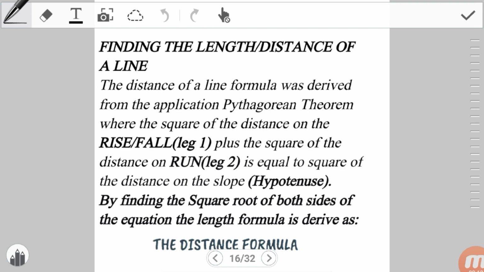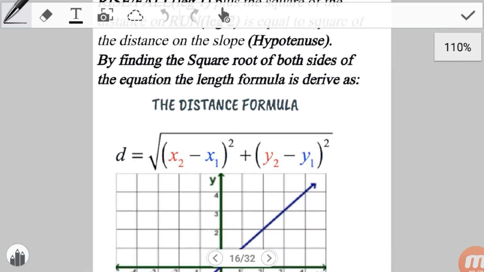Of course, that also is a video that I've done on my channel. Check the link in the description box below for that. The square of the distance of the rise and the fall, that is leg 1, plus the square of the distance on the run, which is leg 2, is equal to the square of the distance on the slope, which is represented by the hypotenuse. By finding the square root of both sides of the equation, the length formula was derived.